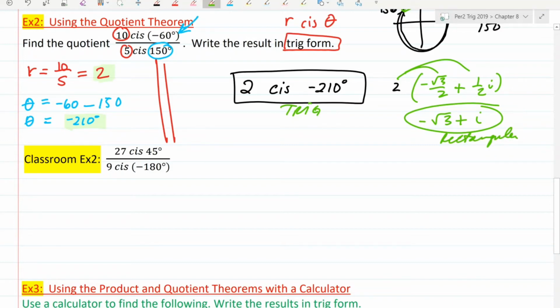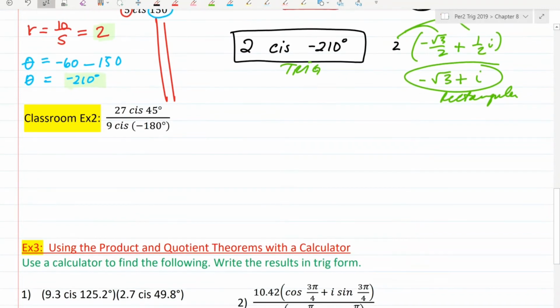So for example 2, again, pause the video and go ahead and do that part on your own. You might want to write it in trig form and rectangular form just for practice.